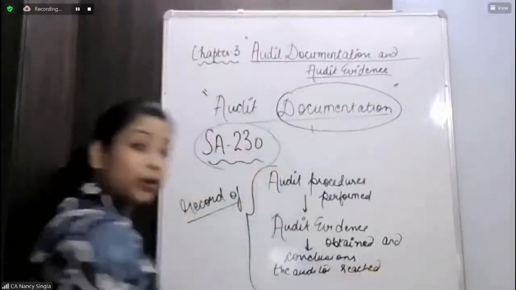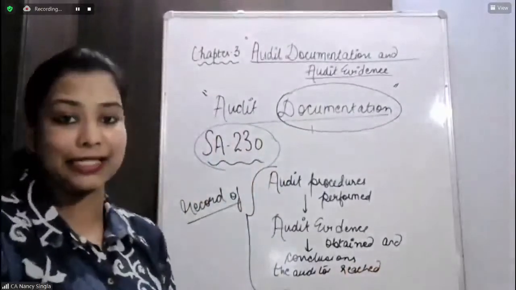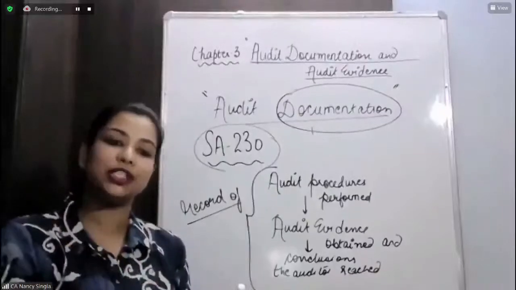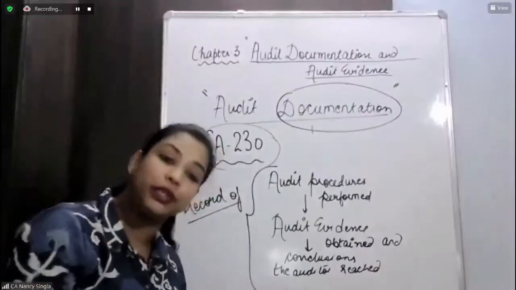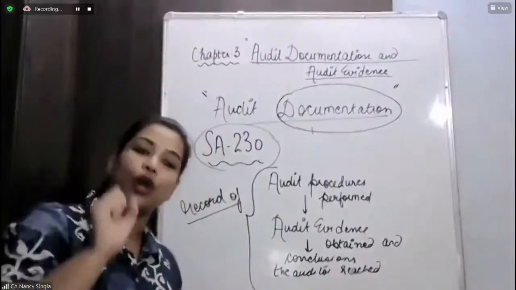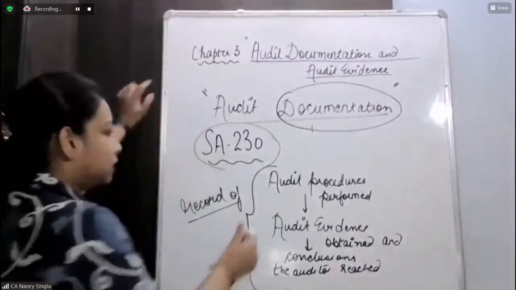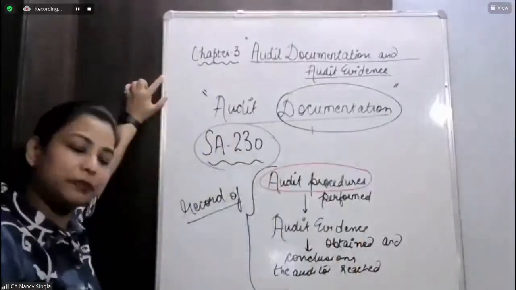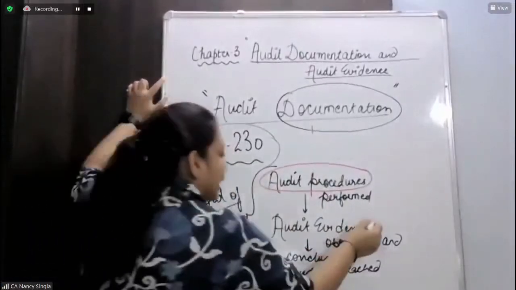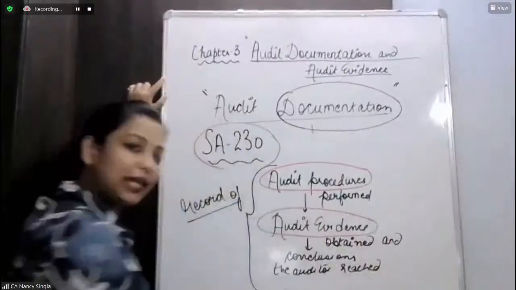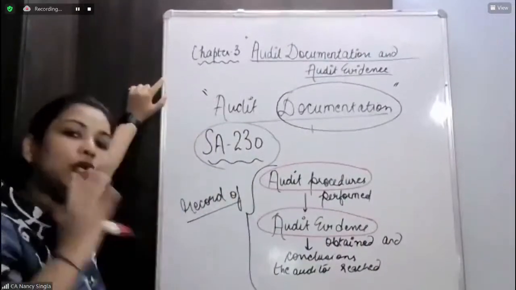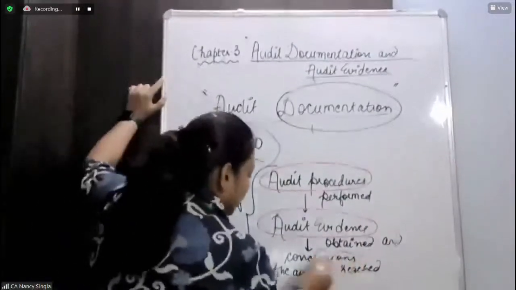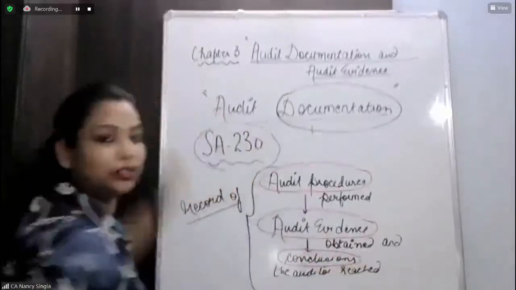So what is audit documentation? As I have told you, whatever the auditor is doing throughout the audit, a record of all that is audit documentation. So we know that first of all, the auditor performs audit procedures. Based on that, he obtains audit evidence, and based on that evidence, the auditor draws certain conclusions.